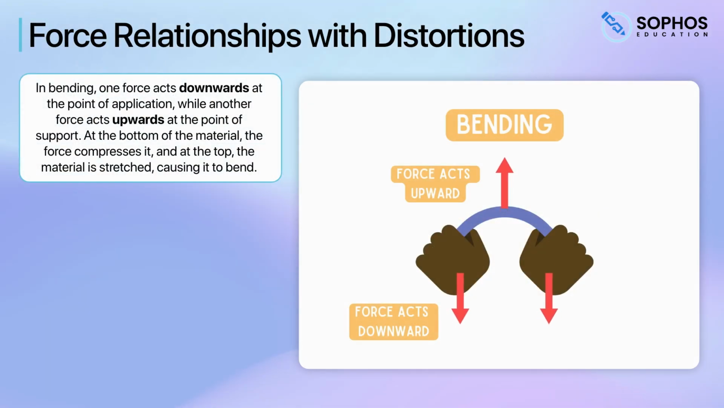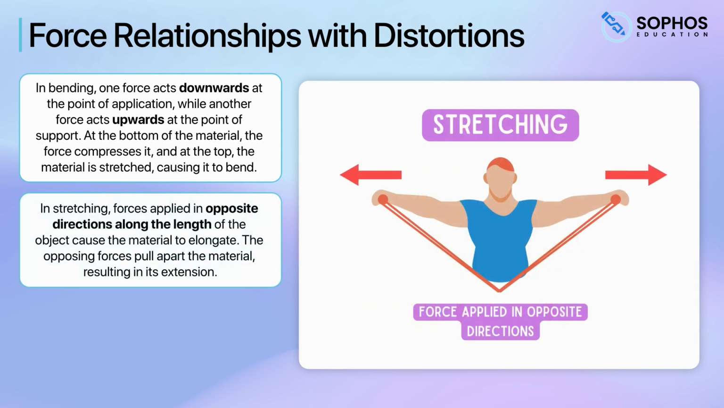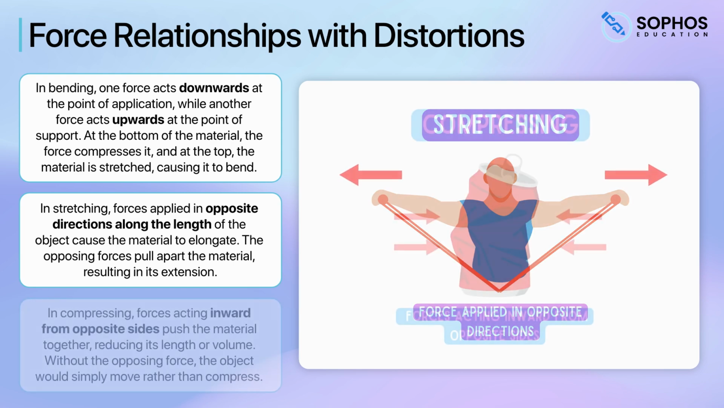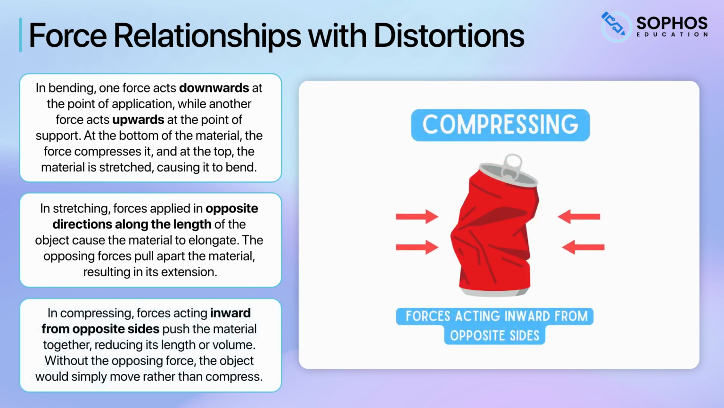In bending, one force acts downwards at the point of application, while another force acts upwards at the point of support. At the bottom of the material, the force compresses it, and at the top, the material is stretched, causing it to bend. In stretching, forces applied in opposite directions along the length of the object cause the material to elongate. The opposing forces pull apart the material, resulting in its extension. In compressing, forces acting inward from opposite sides push the material together, reducing its length or volume. Without the opposing force, the object would simply move rather than compress.